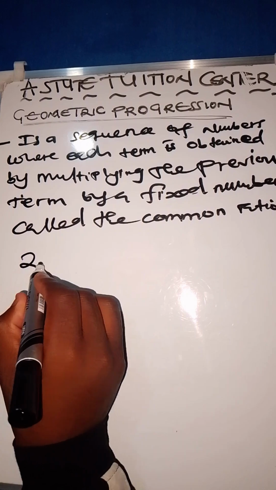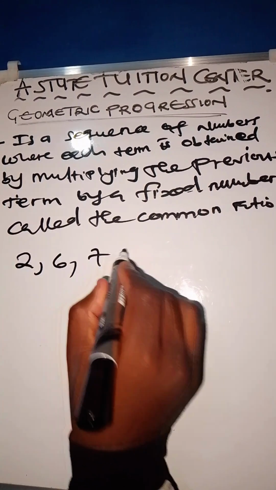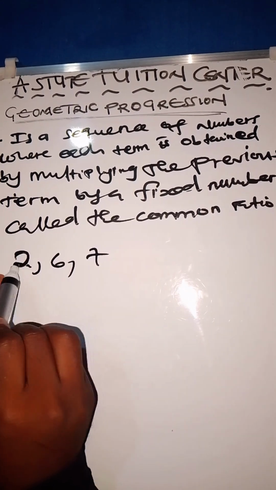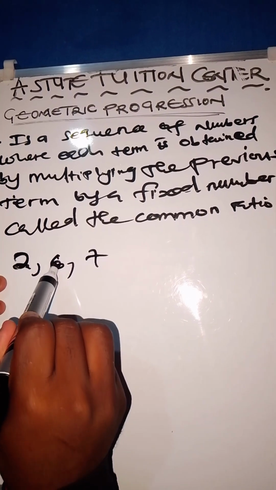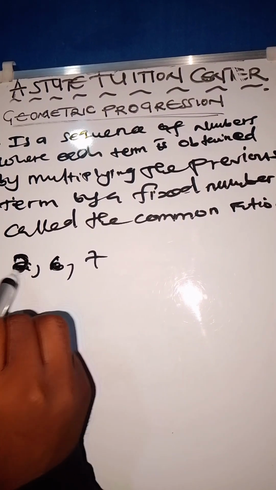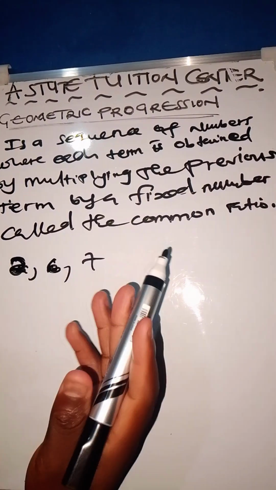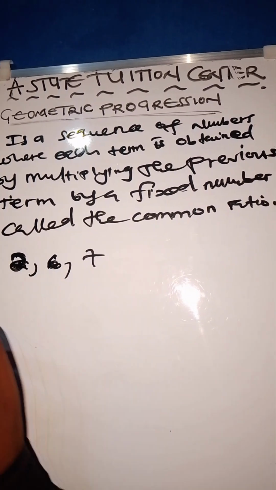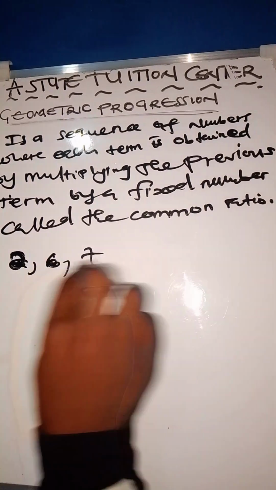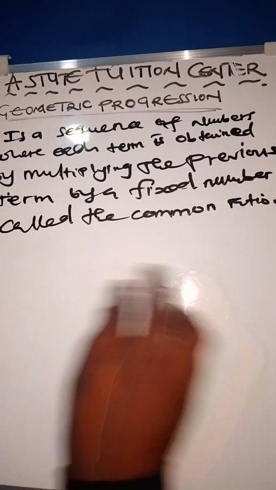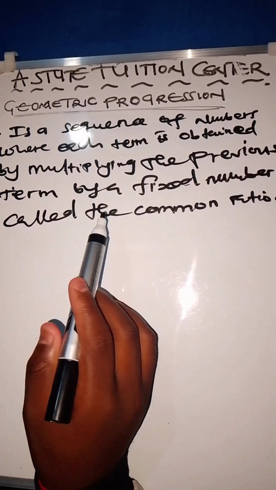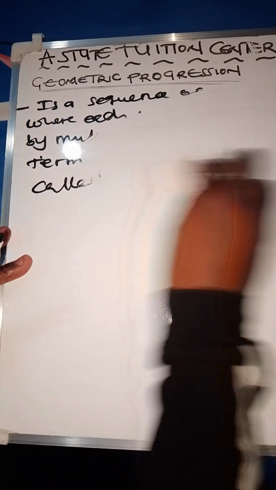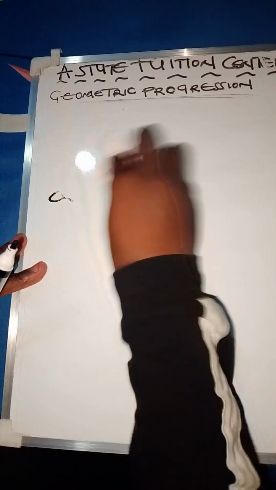So let us say you've got numbers. For you to get this term here, you have to multiply this previous term by a fixed number that is known as the common ratio. But we are going to talk about this as we look at the important things that you need to know. So this is the definition, and you really need to understand the definition. Now, let us talk about the things that you need to know when it comes to GP for you to be able to handle examination questions.